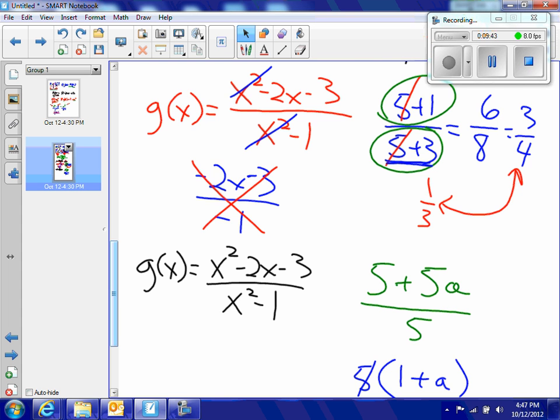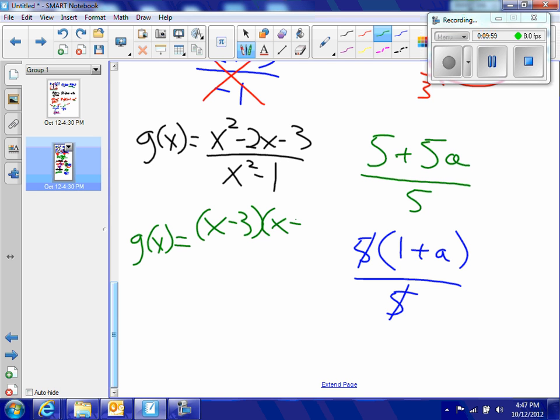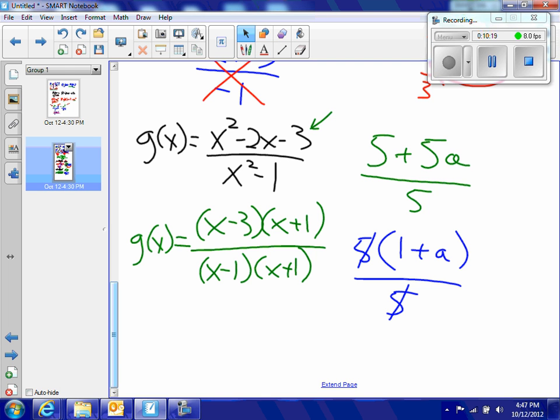There is something that I can do to simplify that. I am going to go g of x is equal to, and I'm going to factor my numerator. I'm going to go x minus 3 times x plus 1. That is a factorization of my numerator. And that's divided by, well, x squared minus 1, that's a difference of two perfect squares, is x minus 1 times x plus 1.